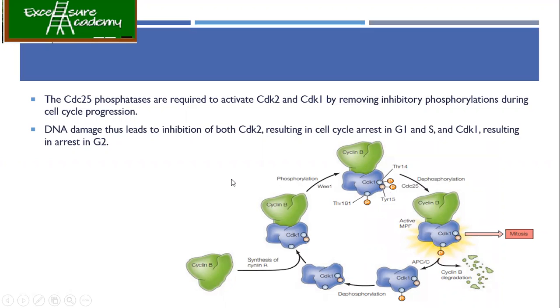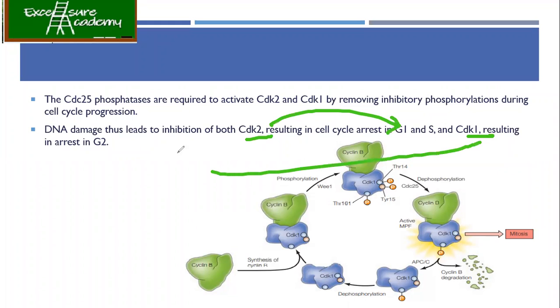Okay. So CDC25 phosphatases are required to activate CDK1 and 2 by removing inhibitory phosphorylations during cell cycle progression. DNA damage thus leads to inhibition of CDK2, resulting in cell cycle arrest at G1/S, and of CDK1, resulting in arrest at G2. So it is just the opposite, you need to remember. 2 means arresting at G1 and S. 1 means it is arresting at the G2 phase. That's all.